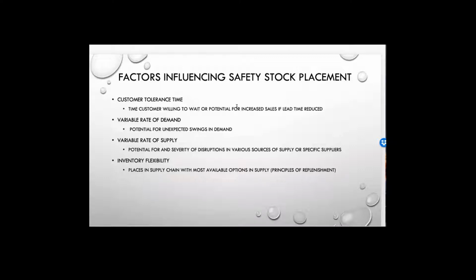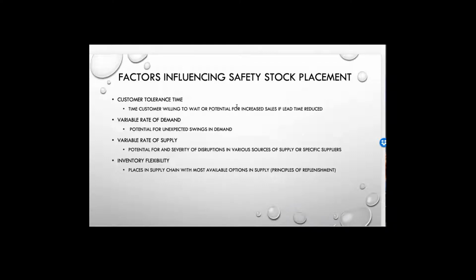Variable rate of demand is the variability in your demand. Of course, there is the variability in your supply that we talked about, and the inventory flexibility. And this is where you design where to put the safety stock.